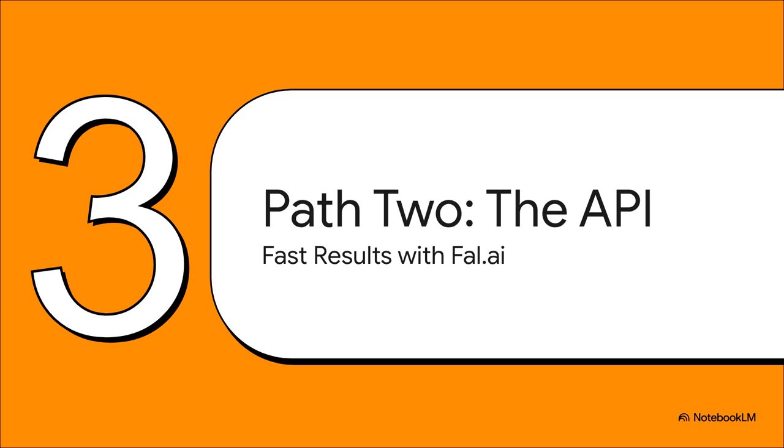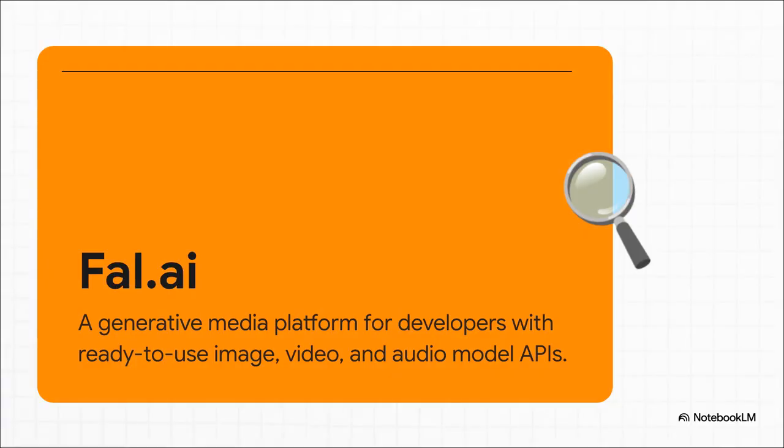Okay, let's switch gears and look at the other side of the coin. Path 2, the API, is all about one thing: results. It's built for speed, efficiency, and integration. This is the path for developers who are building apps or creators who need to automate their content at a massive scale. And for this, our prime example is a platform called Flora.ai. Flora.ai completely flips the script.